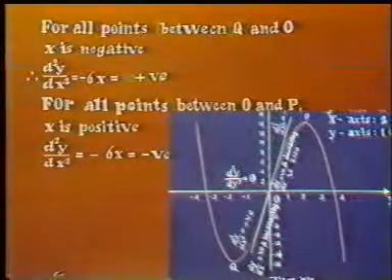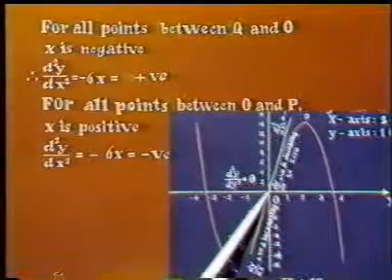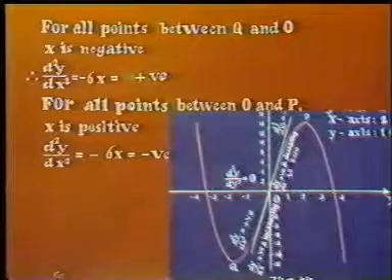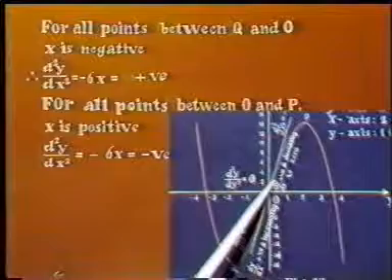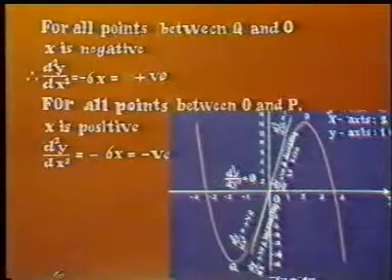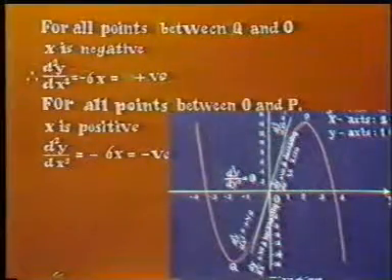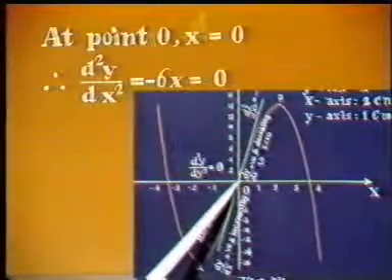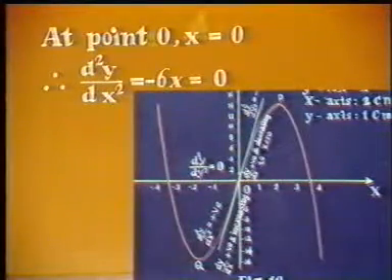For all points between point Q and O, x is negative. Therefore, d²y/dx² equal to -6x is positive. For all points between O and P, x is positive. Therefore, d²y/dx² equal to -6x is negative. At point O, x is equal to 0. Therefore, d²y/dx² equal to -6x is equal to 0.